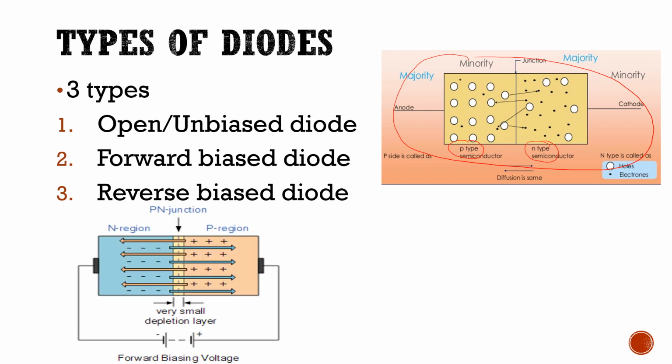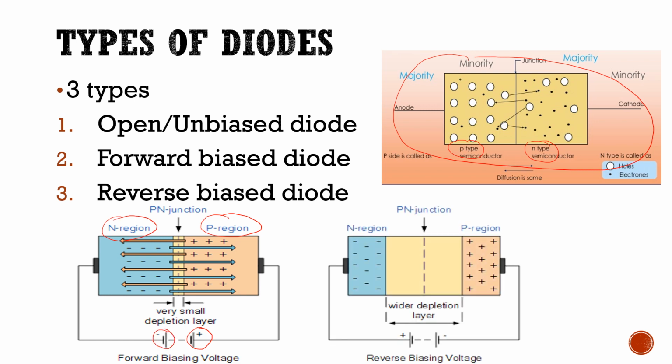Now look at this figure. This is a forward biased diode in which the P region is connected to the positive terminal of the battery and the N region is connected to the negative terminal of the battery. Now look at this figure. This is a reverse biased diode in which the P region is connected to the negative terminal of the battery and the N region is connected to the positive terminal of the battery.